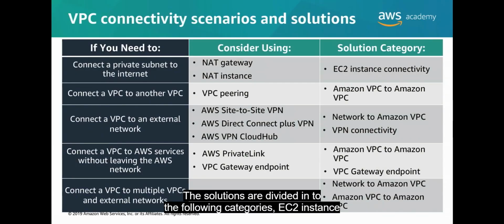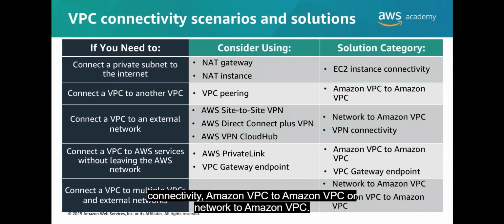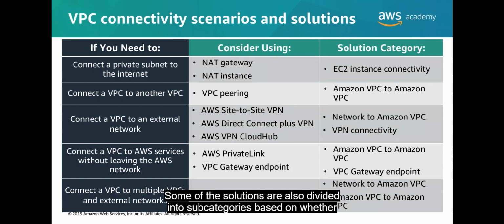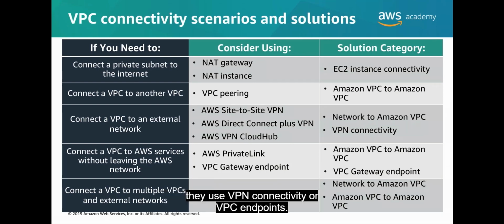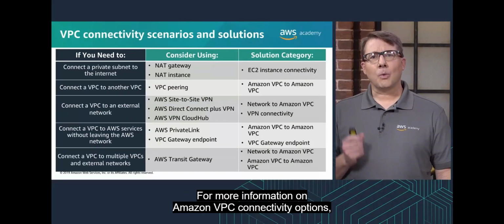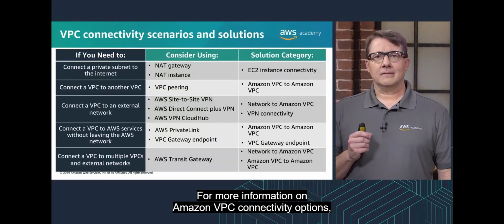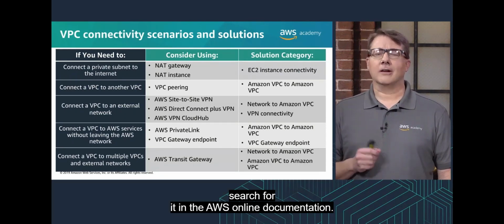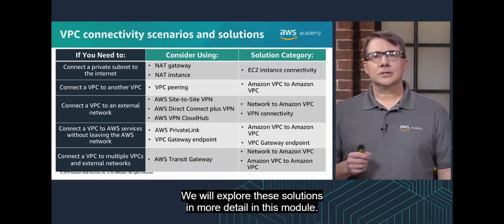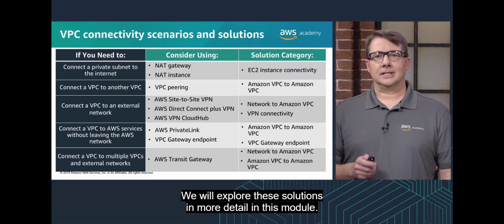The solutions are divided into the following categories: EC2 instance connectivity, Amazon VPC to Amazon VPC, or network to Amazon VPC. Some of the solutions are also divided into subcategories based on whether they use VPN connectivity or VPC endpoints. For more information on Amazon VPC connectivity options, search for it in the AWS online documentation. We will explore these solutions in more detail in this module.